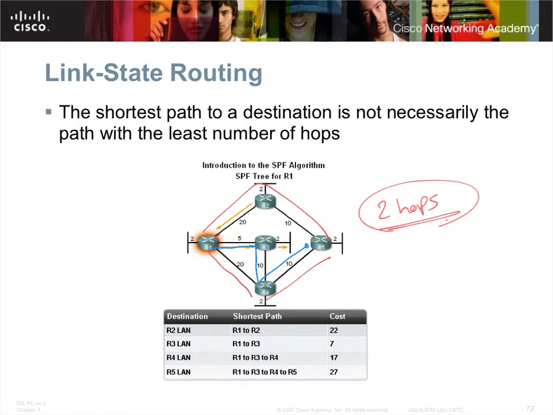Okay, so this table is constructed based on the fact that you have a source node here, and this is to construct the cost to reach from this node all the way to any other node in the system. So to go to R2, for example, then we need 2 and then 2, so the cost is 22. To go to R3, the cost will be 7. To go to R4, the cost will be 17, and to go to R5, the cost is 27.